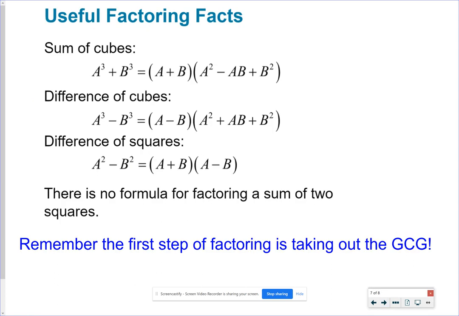Okay, so useful factoring facts. We now have this new formula. We can now factor a sum of cubes. We can factor a difference of cubes. We know how to factor a difference of squares. There is no formula for factoring a sum of two squares. And remember that the first step of factoring is always taking out the GCF. And that is the end of this video.